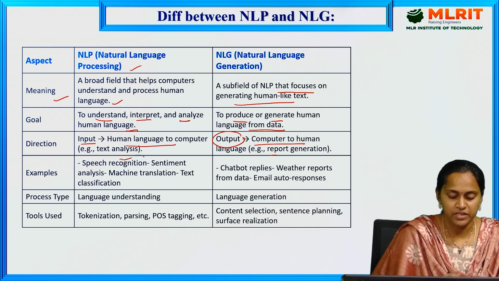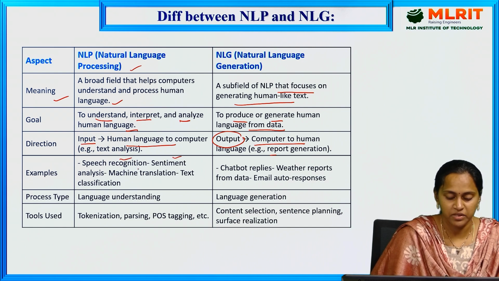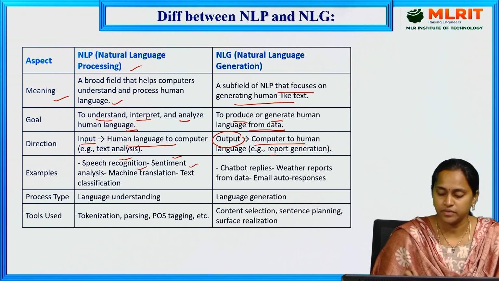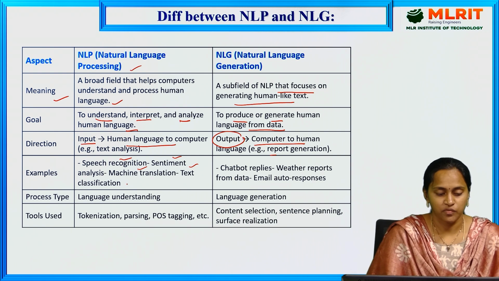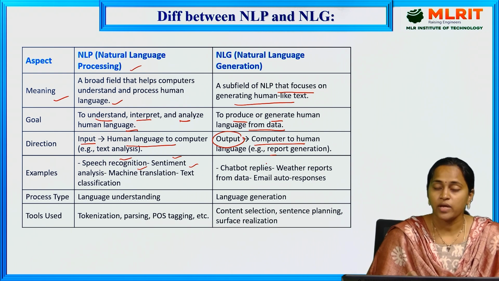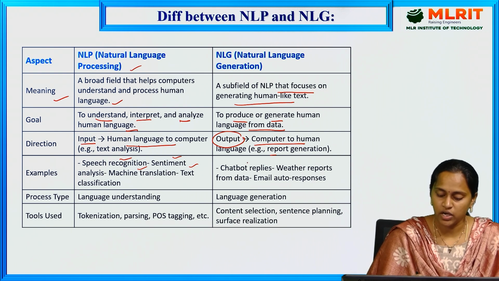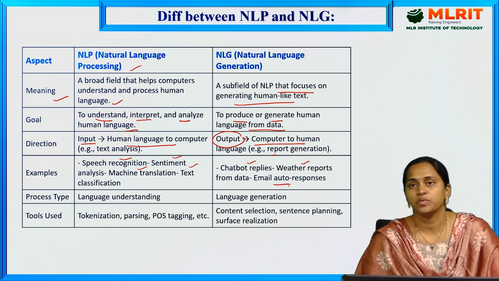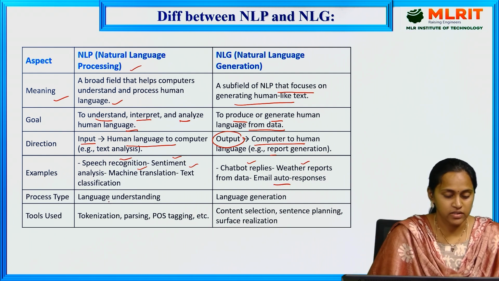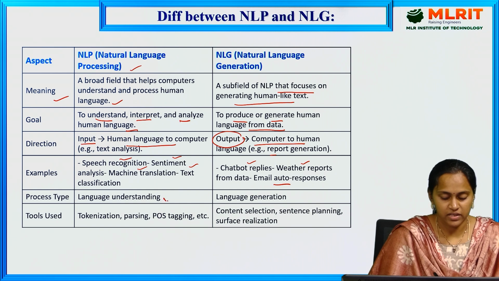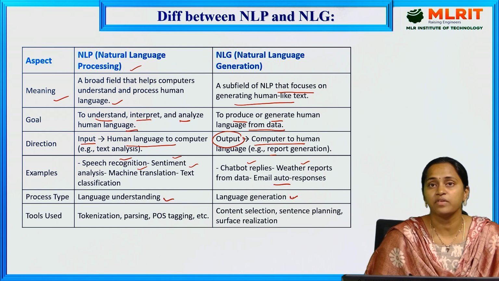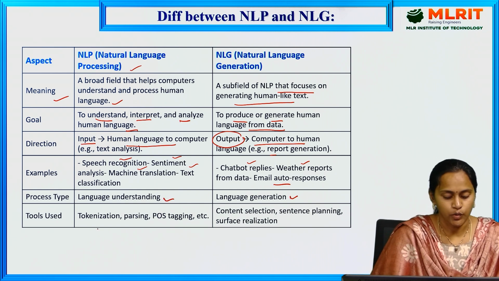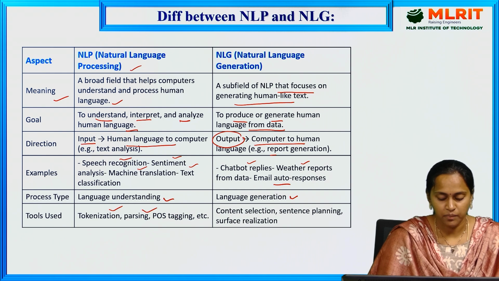Examples of natural language processing are speech recognition, sentiment analysis, machine translation, and text classification, right? Examples of natural language generation are chatbots, weather reports, emails, and automatic responses. Next, NLP is a type of natural language understanding, and this is a type of natural language generation. Tools in NLP: tokenization, parsing, POS tagging, etc.